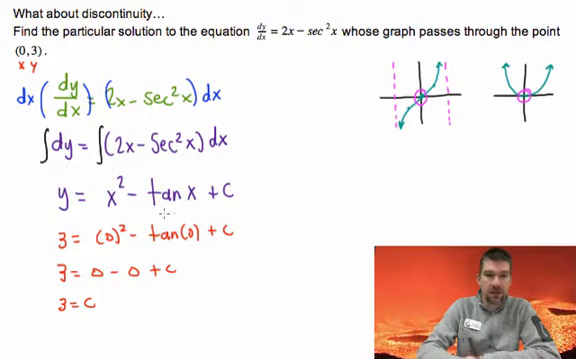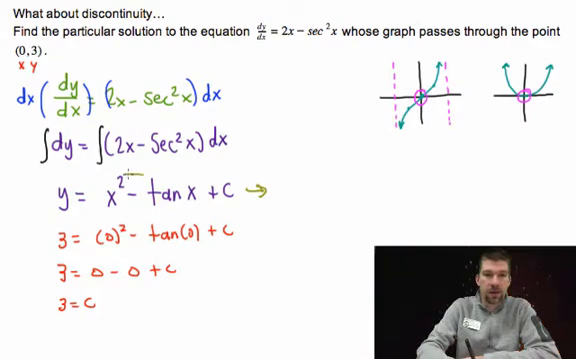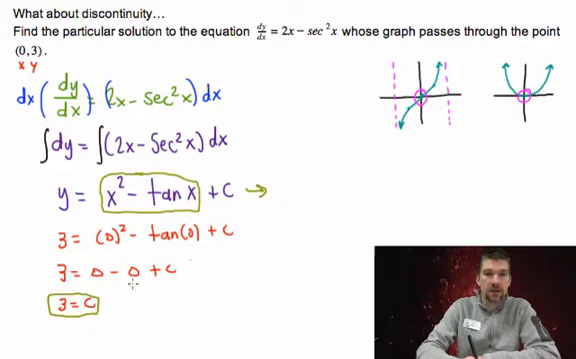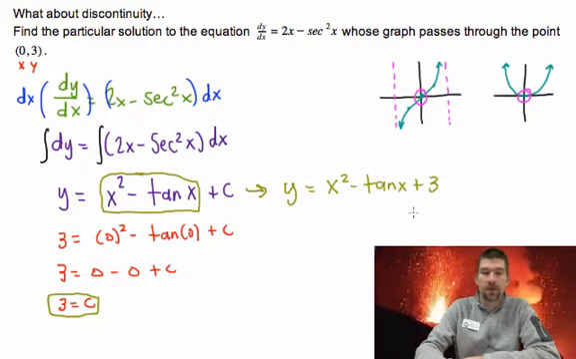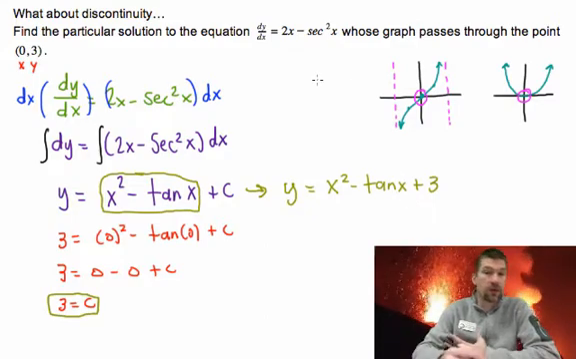And so how do we finish this guy up? Well, we use this part of the information that we discovered through antiderivative, and we use this guy down here as the constant. So y equals x squared minus tan x plus 3. So there you go. There's dealing with a discontinuity.